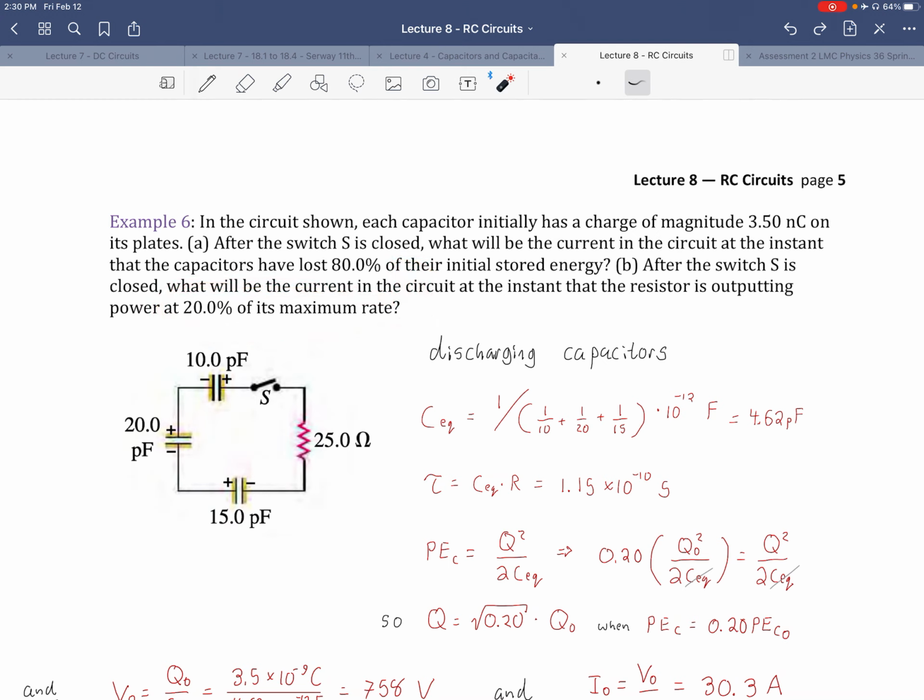Because at the moment that I close the switch, the resistor would be outputting power at 100% of its maximum rate, because that's when the current is biggest. As the current decreases, so too does the power output of the resistor. And by the time that the capacitor has lost 80% of its stored energy, that should correspond with the resistor running at only 20%. So in other words, when this has lost 0% of its initial stored energy, we'd have 100% of maximum power rate.